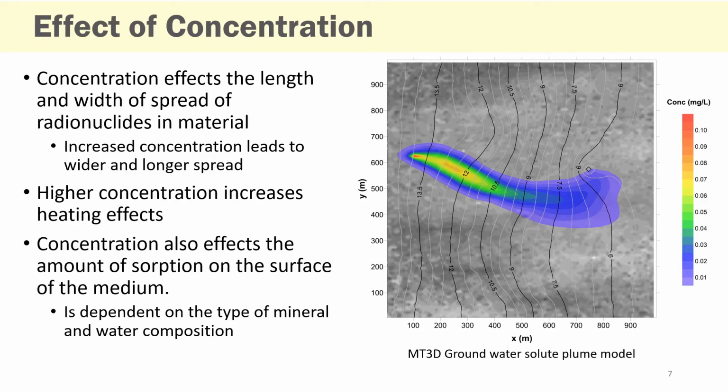This example of a groundwater solute plume model on the right here is just showing that, where you have your source term where the red is, and then it just slowly disperses out, and it'll be a longer, thinner thread if it has a higher velocity of the medium. Concentration will also affect the amount of sorption on the surface of the material, so depending on what type of rock or mineral it is, more of them may be stuck to the actual minerals themselves, and then that'll change how far it diffuses through the soil.